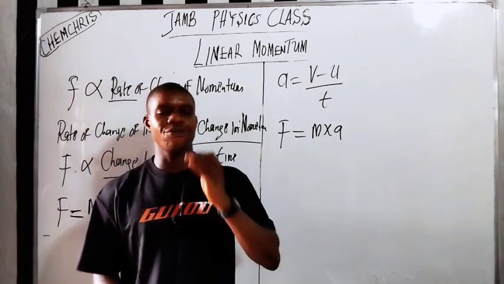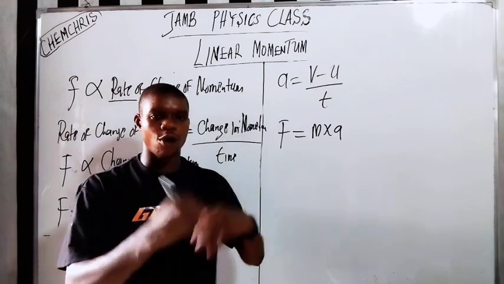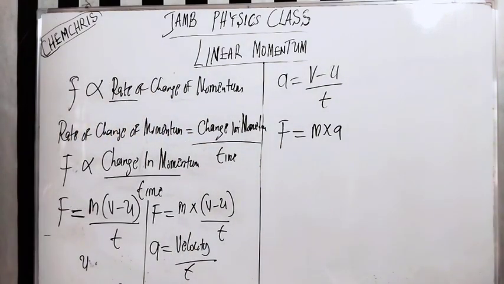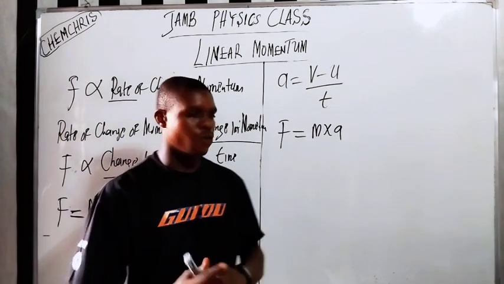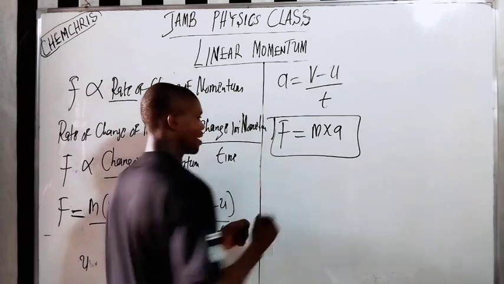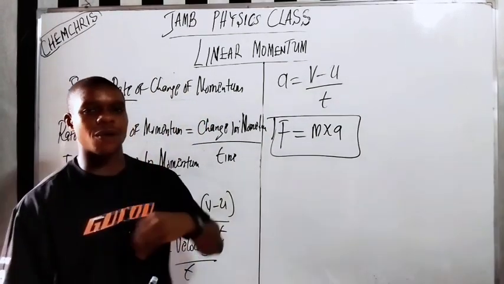So you derive the formula for force from the second law of motion. We call it the law of acceleration. Do you understand? So this one is key here. We have looked at momentum, we have looked at force. Let's look at impulse.